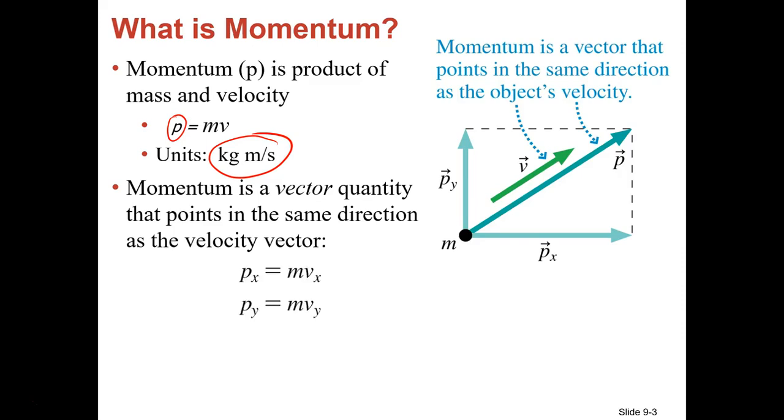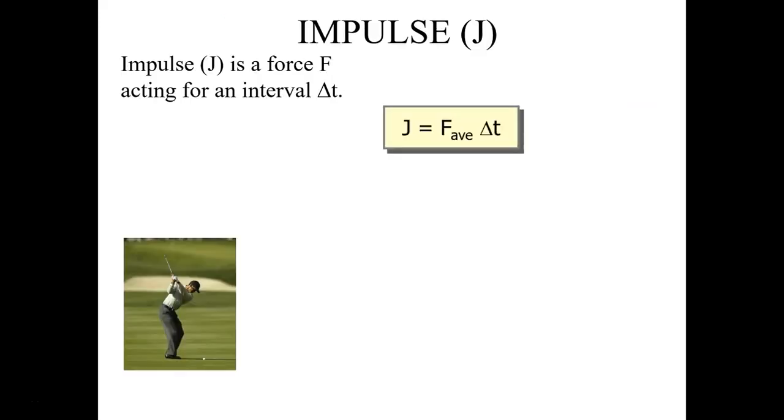If we wanted to break it up into components, we know that the x component of momentum is just going to be equal to mass times the x component of velocity, and the y component of momentum is going to be mass times the y component of the velocity. We're going to talk more about two-dimensional momentum later on in the chapter. Right now, we're just going to focus on 1D momentum.